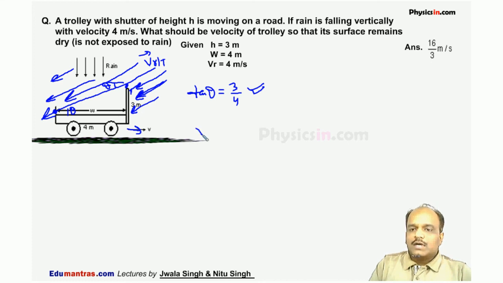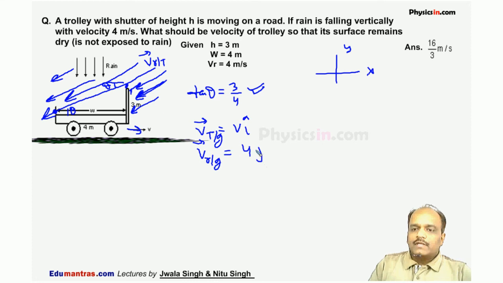Now the velocity of trolley, let it be v i cap. This is the velocity of trolley with respect to ground. This is our x-axis, this is our y-axis. And the velocity of rain with respect to ground is minus 4 j cap. So velocity of rain with respect to trolley is velocity of rain with respect to ground minus velocity of trolley with respect to ground. So it is equal to minus v i cap minus 4 j cap.